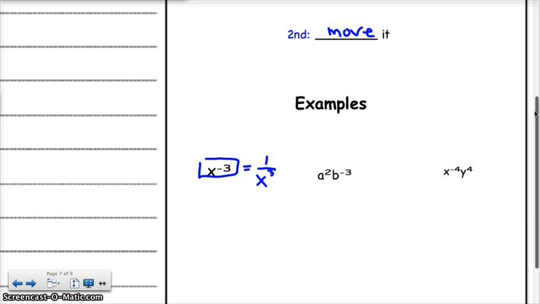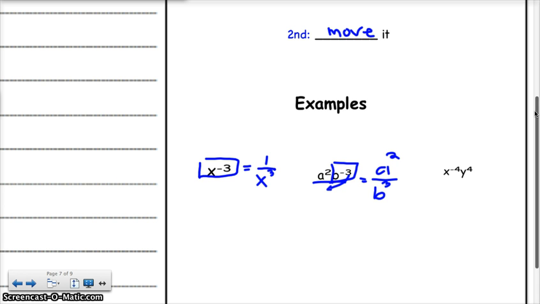A squared, b to the negative 3. Which one has the negative exponent? B does. Box off the b. That's the only thing moving. So I'm going to put that on the bottom. It turns into a squared over b cubed.